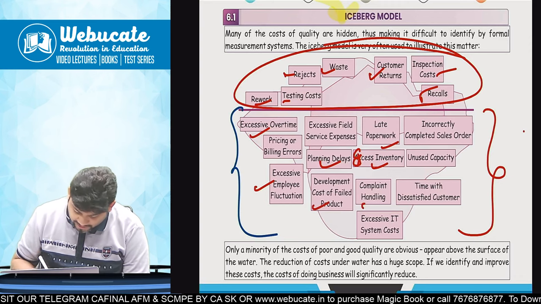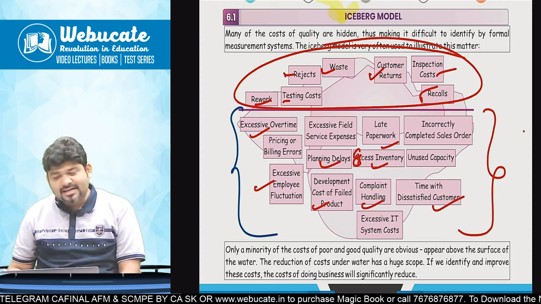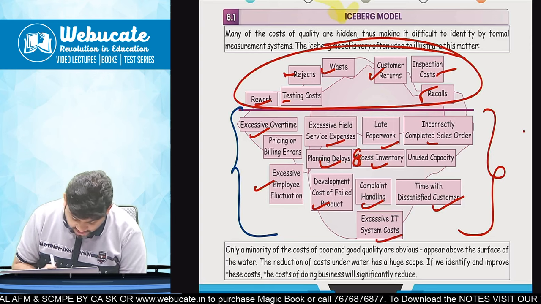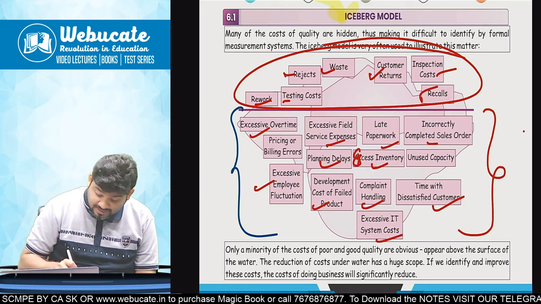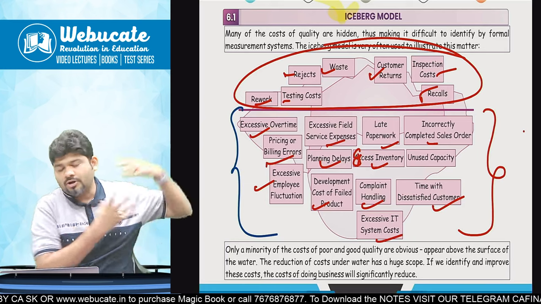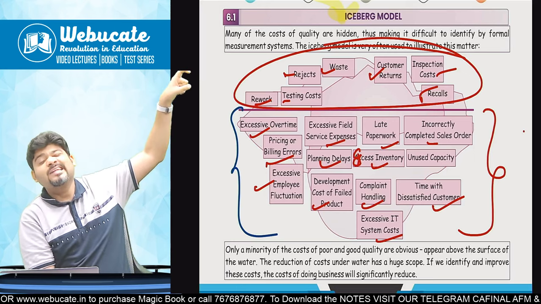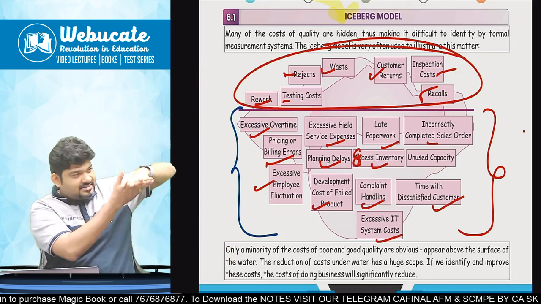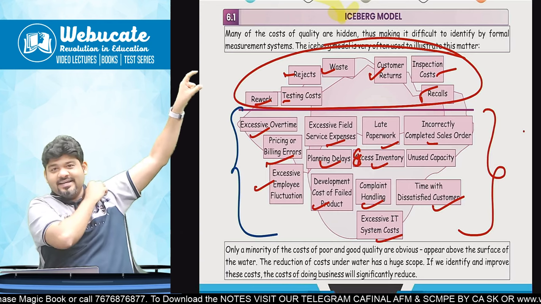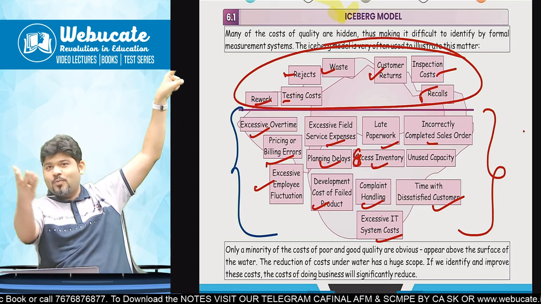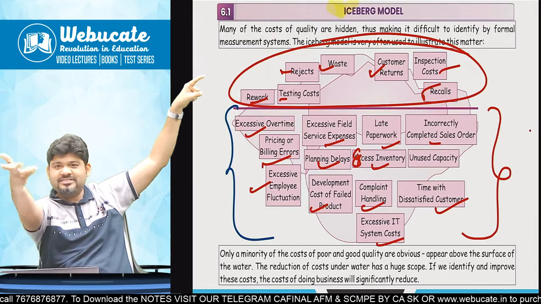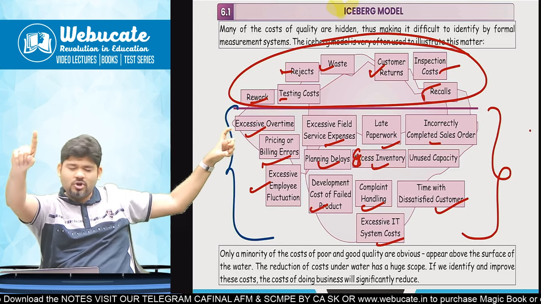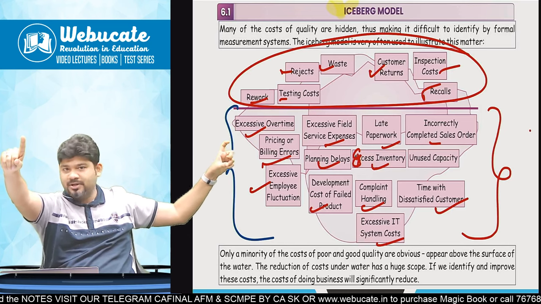Development cost of failed product. Complaint handling will be there. Dissatisfied customers putting time there. Incorrectly completed sales orders. Excessive IT cost. Field service expenses, there will be billing and pricing errors. So there will be a lot of issues other than what can be seen at the top of the iceberg. A lot of other things, like your CA degree. When you get the degree, people will just see this. Oh, wow, you are a chartered accountant. Overnight success. No, it is not. It is an effort of 5 years. A lot of sacrifices. Iceberg model. Got it?